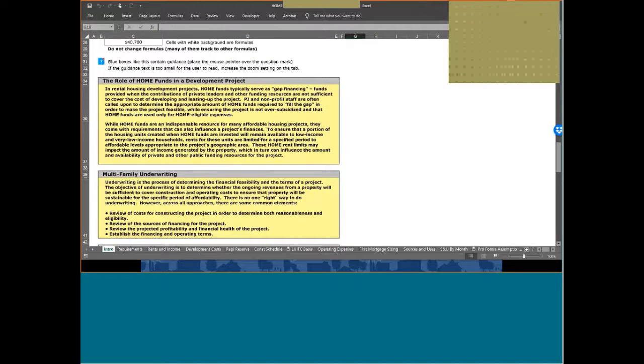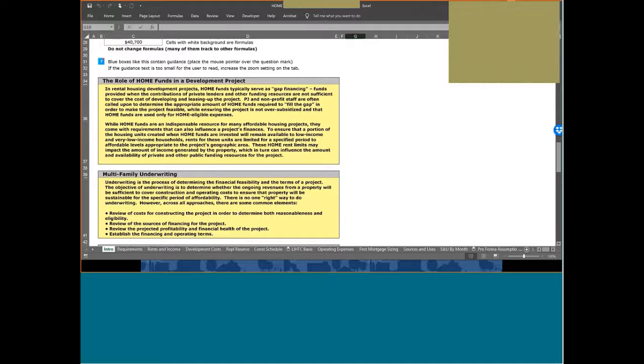The basic role of HOME funds in a development is obviously to fill a gap. And so there's a discussion there about gap financing. Your job as an underwriter, when you're investing or considering the investment of HOME funds in a multifamily deal, is to accomplish three basic things.